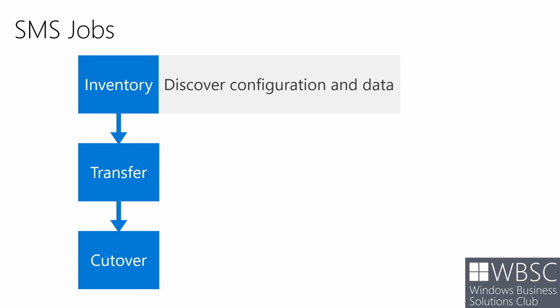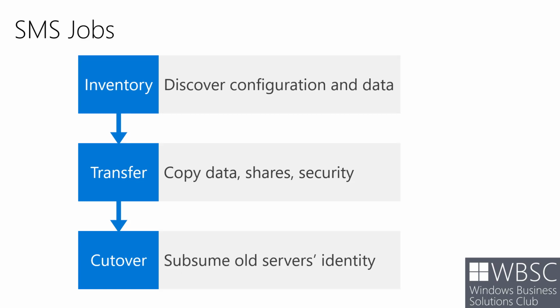In the inventory, the Storage Migration Service job discovers the configuration and the data on the source server. In the transfer part, the data is copied, the shares are transferred, the security settings are transferred. And in the cutover, we transfer the IP address and the name of the server, and the old server is renamed and receives a new IP address, but it remains in the Active Directory domain, so we can decide to turn off the old server, remove the server, or maybe reuse it for another task in the domain environment.